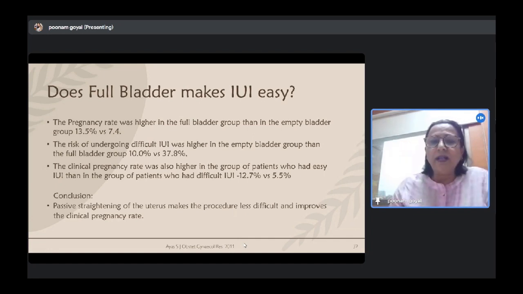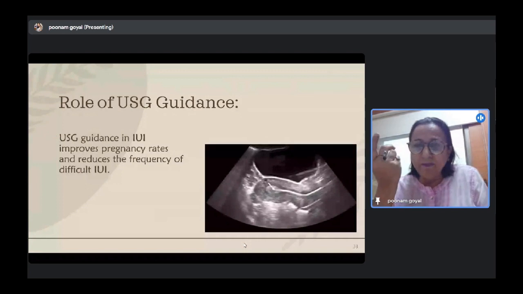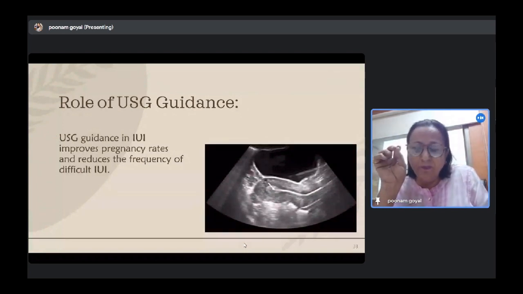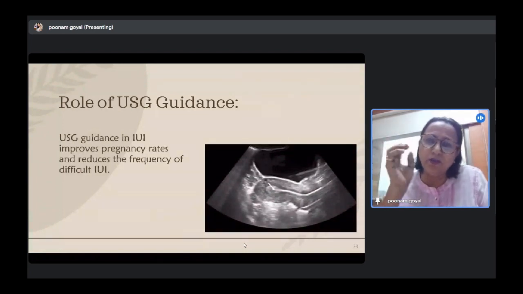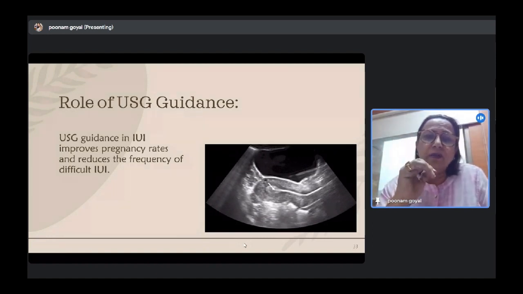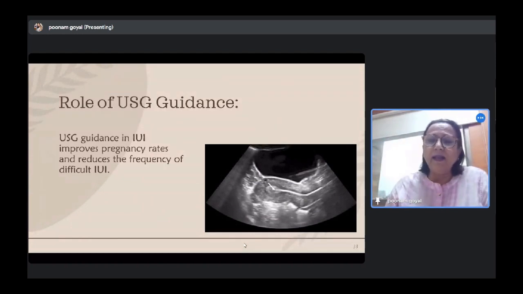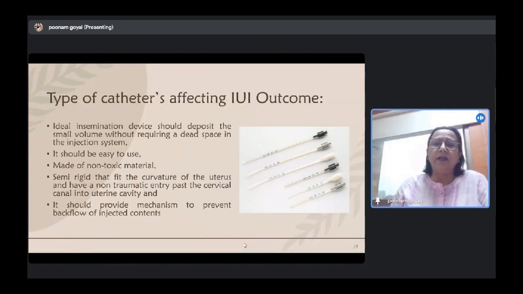It is your discretion that you may keep the bladder half full, because sometimes there are adhesions after a previous cesarean. So just try to keep the uterine cavity straight on ultrasound. Ultrasound guided IUI improves pregnancy rates definitely as compared to non-ultrasound guided. Now, which type of catheter do we use?